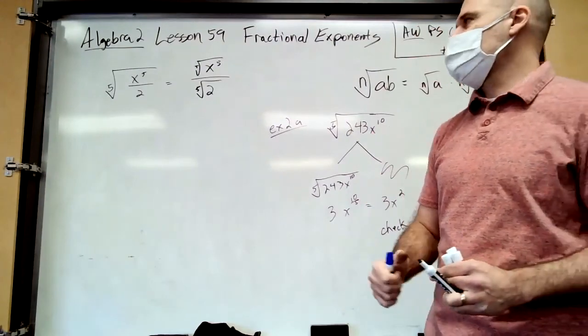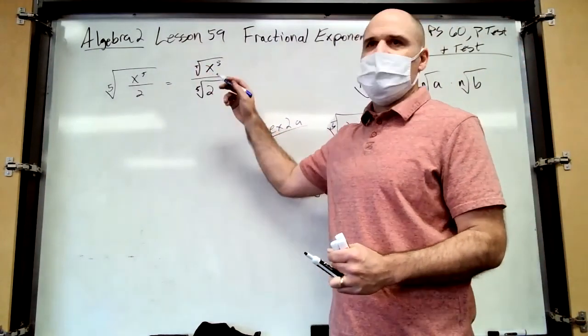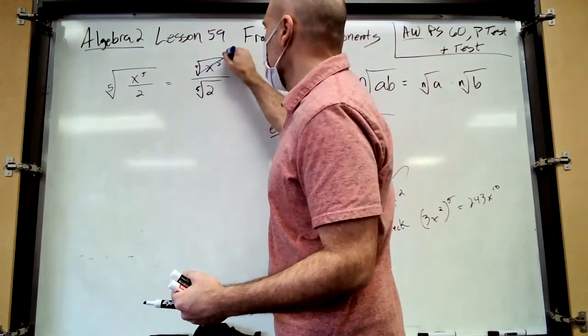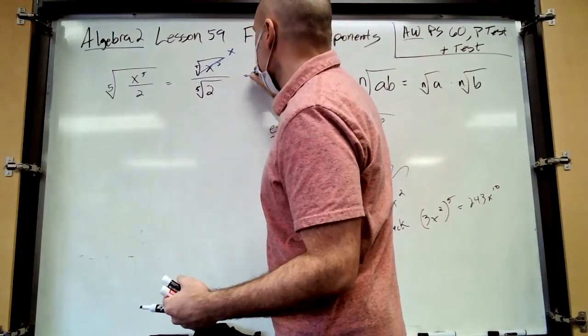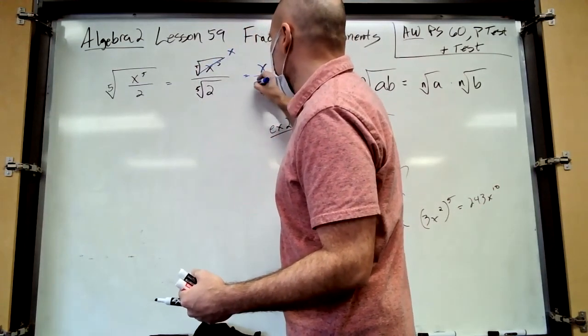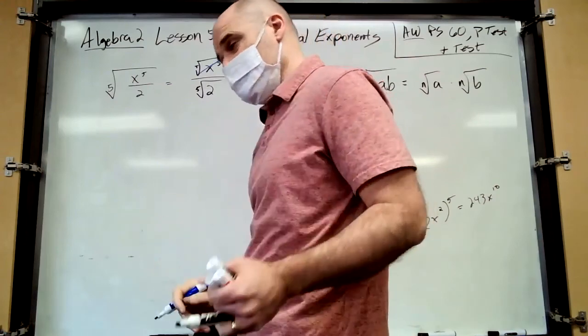What's the top? What's the 5th root of x to the 5th? That's just x. So your solution is just x over the 5th root of 2, or 2 to the 1/5.